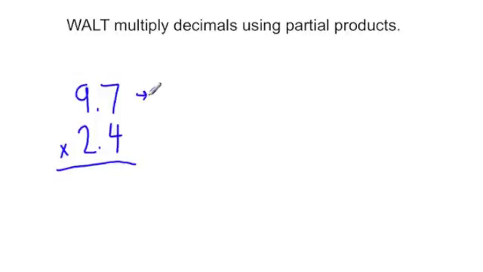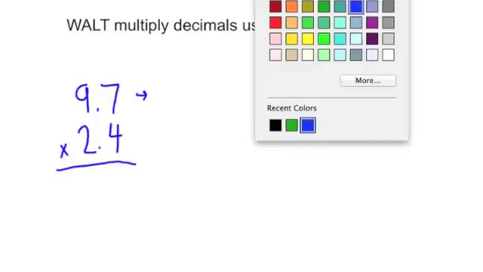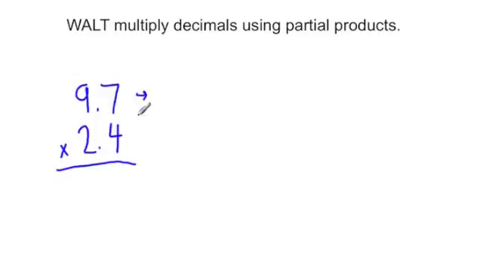Let me change my color. My estimation could be in red. So I can estimate this to be 10. And then I'm still multiplying, right? And then I could estimate this number, 2 and 4/10, to be close to 2. And so my estimation would be 20.